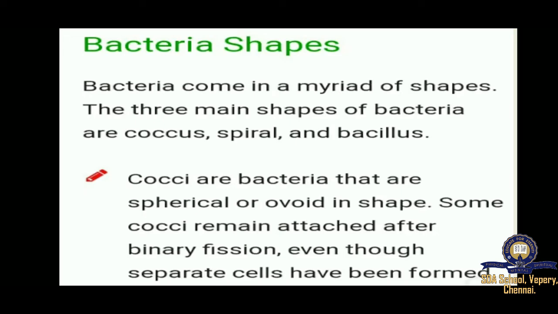Cocci are bacteria that are spherical or ovoid in shape. Some cocci remain attached after binary fission, even though separate cells have been formed. For example, diplococci are cocci in pairs, streptococci are chains, and staphylococci are clusters of multiple cocci. A tetrad is a square arrangement of four cocci, while sarcina are cubes of eight cocci.